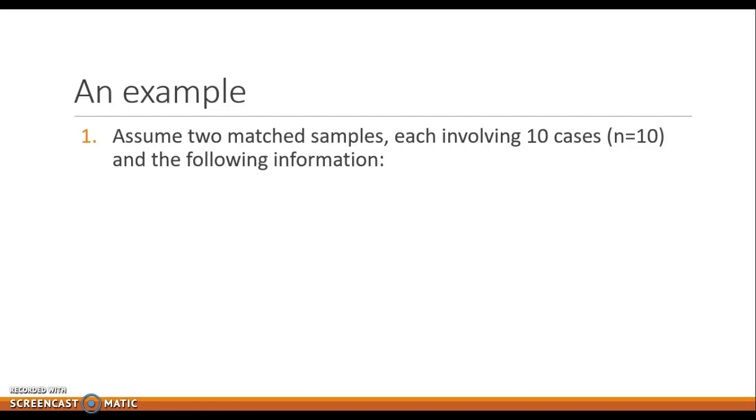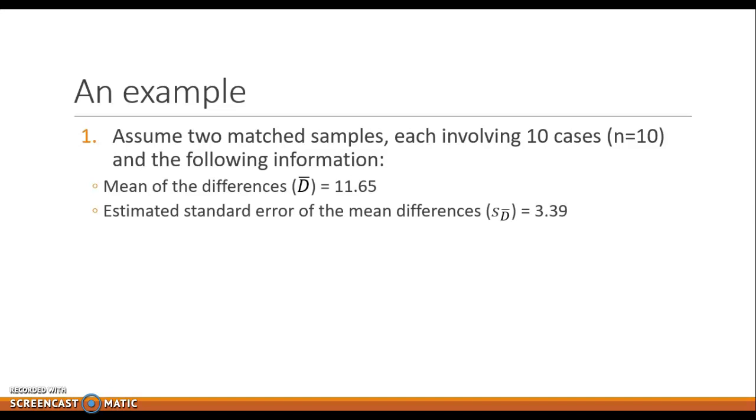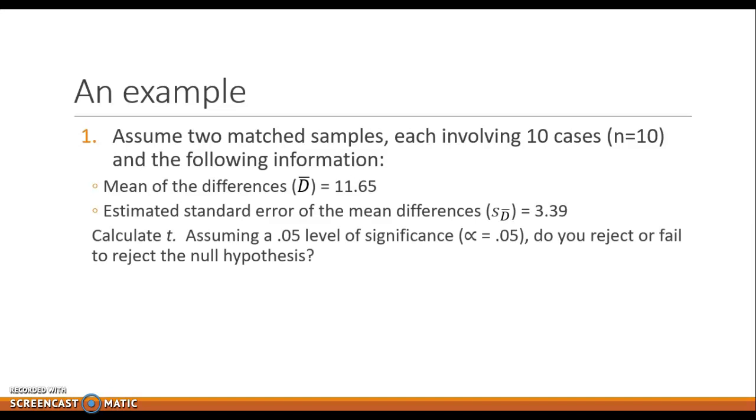And the following information. I'm already giving you some of these, so the mean of the differences is 11.65. The estimated standard error of the mean differences is 3.39. To calculate t. Assuming a 0.05 level of significance, do you reject or fail to reject the null hypothesis?